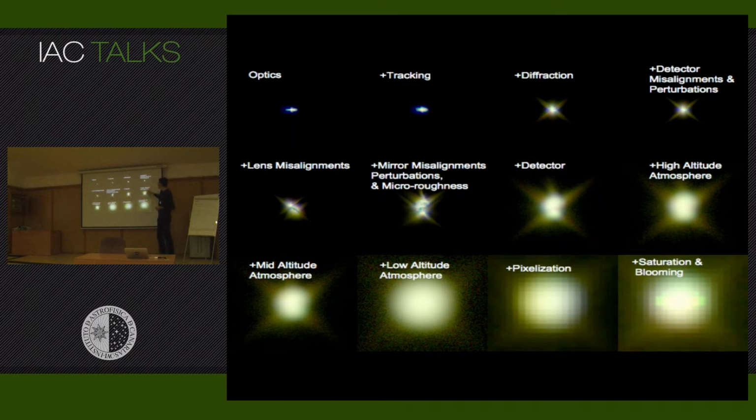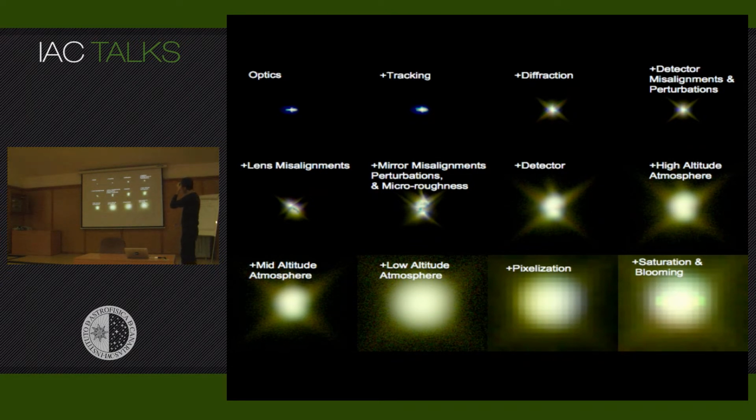And then all of that turns out not to be important if you're on the ground, because on the ground, the atmosphere is the worst. So here's your high altitude atmosphere, which is fine. Mid altitude atmosphere, which is worse, but still fine. Low altitude atmosphere. This is really the thing that kills you. And then on top of that, your detector has finite pixels and you have pixelization. And then if your star is really bright, it saturates, it blooms, and you get the image that looks like this.